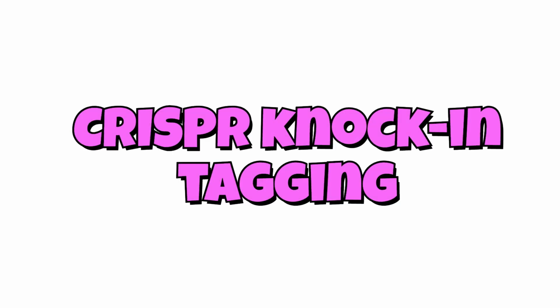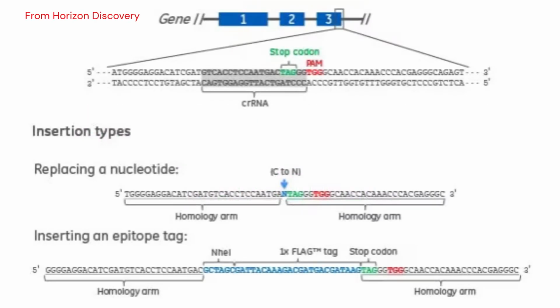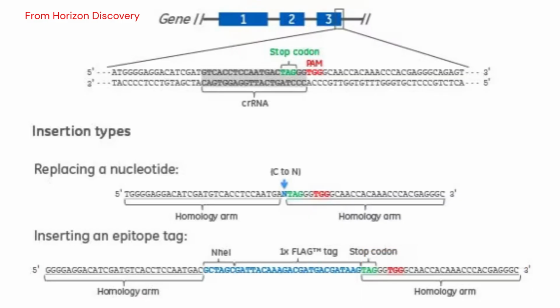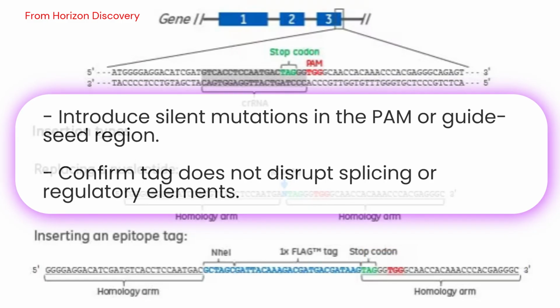In genome editing approaches, tags are usually added at the C-terminus of the gene. The donor template that carries the tag is often a single-stranded oligo of 100 to 200 bases. The tag sequence is flanked by 40 to 60 base homology arms that match the genomic region around the cut site. Be sure to introduce silent mutations in the PAM or guide seed region, otherwise, Cas9 may cut your edited allele again. Also confirm that the tag does not disrupt splicing or regulatory elements.